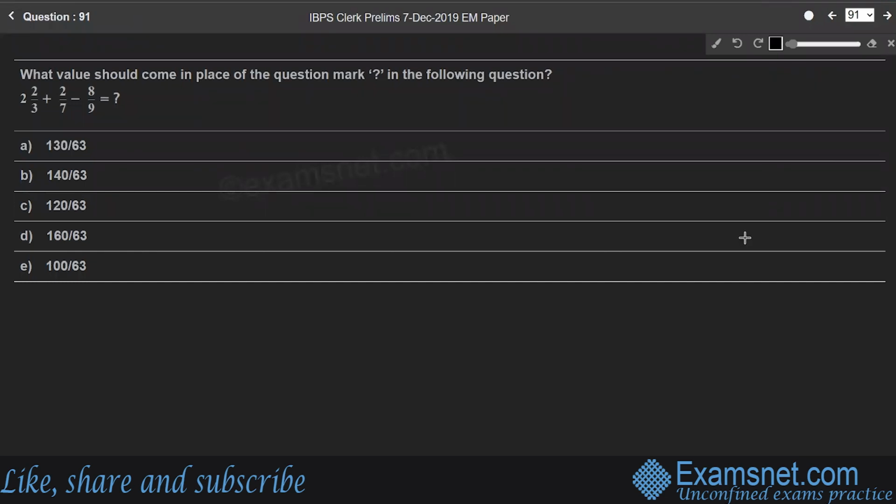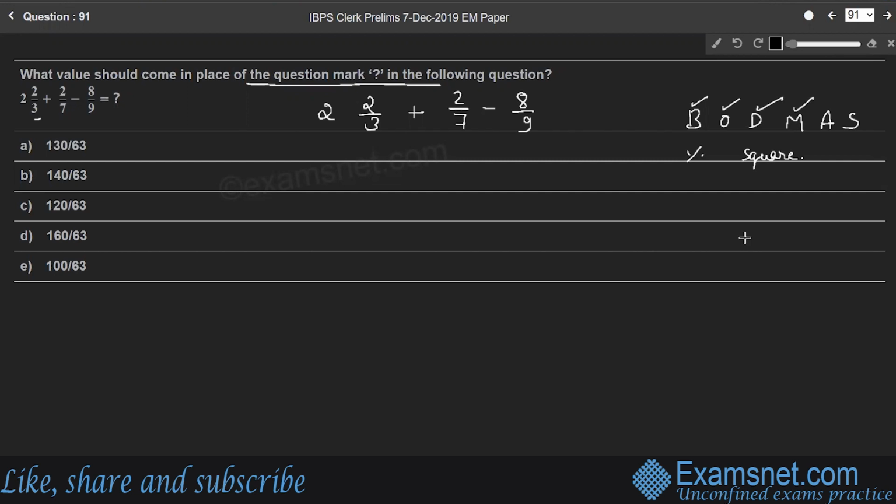Question 91. What value should come in place of the question mark in the following question? Here is the question. 2 integer 2 by 3 plus 2 by 7 minus 8 by 9. In order to solve this, we use BODMAS rule. So, we have to remove the brackets in case of any brackets in the question. Then of, that means percentage or square of or square roots or cube of or cube roots, right? Then division followed by multiplication, addition, after that subtraction.